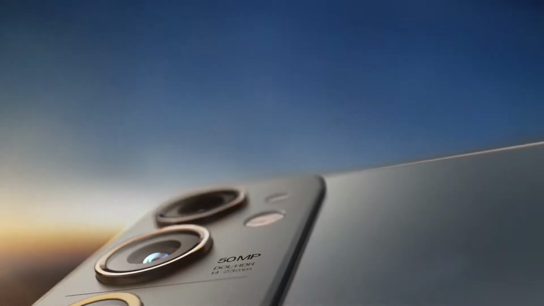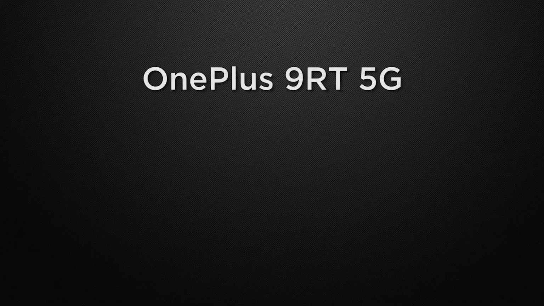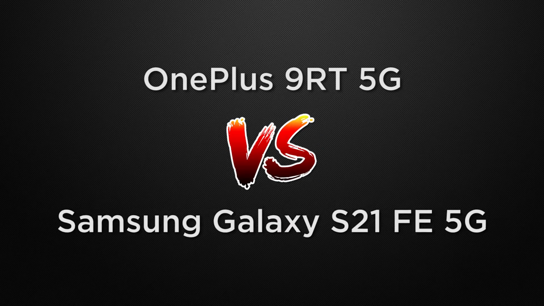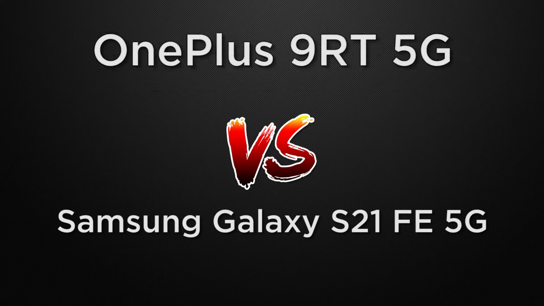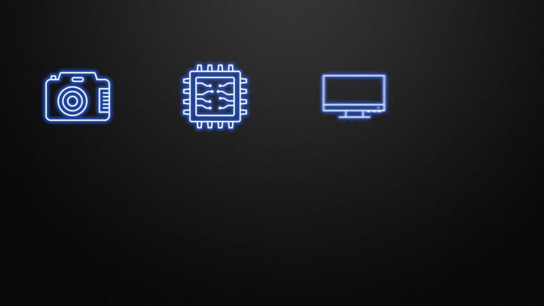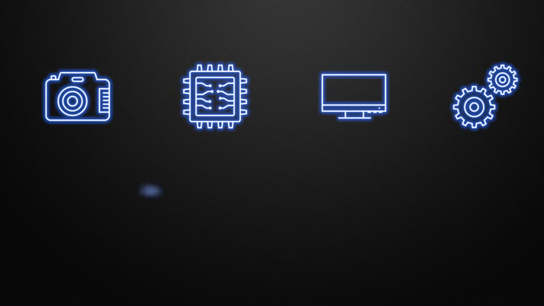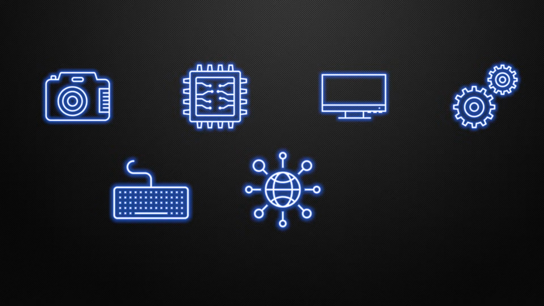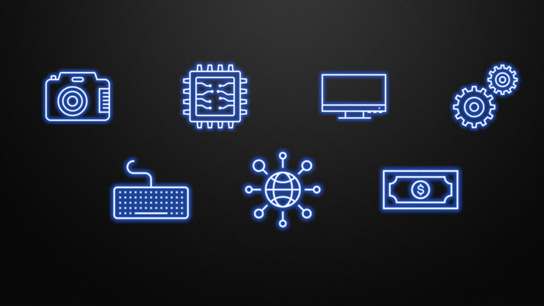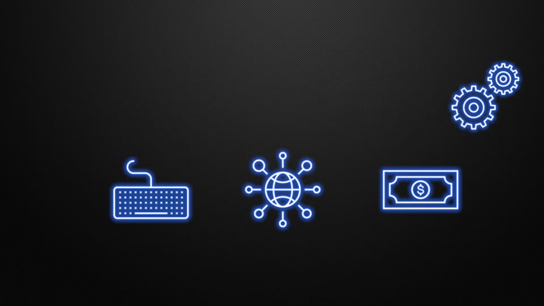In this video, we are going to compare the OnePlus 9RT 5G versus the Samsung Galaxy S21 FE, and we will discuss which one is better in camera, performance, display, body of the devices, features, communication chips, and prices. At the end of the video, I will tell you which one is better according to me. So watch this video till the end. Without wasting any time, let's start the video.